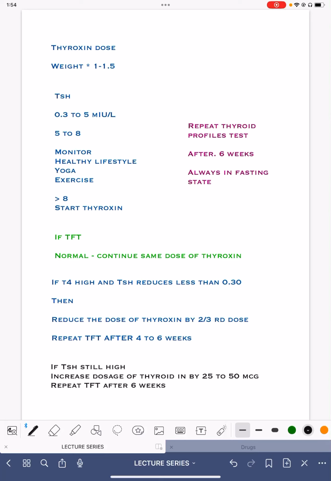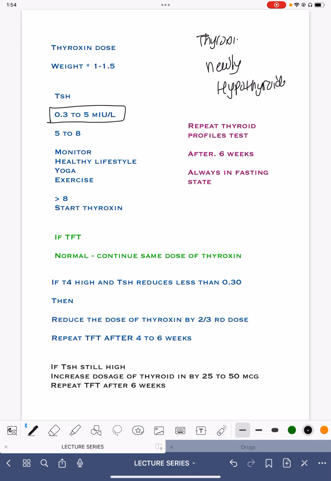Now, how is hypothyroidism treated, or how is thyroxine given? That's very simple. Anyone who is newly diagnosed with hypothyroidism, where TSH is usually high, most of the time, the normal level of TSH is between 0.3 to 5 milli international units per liter.